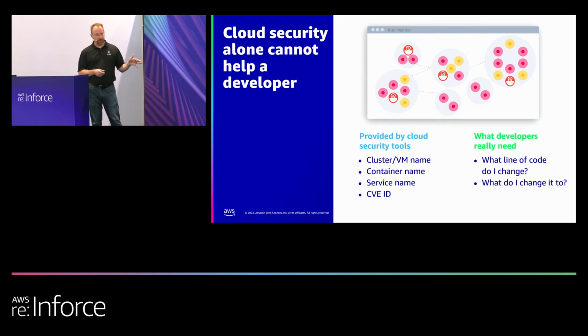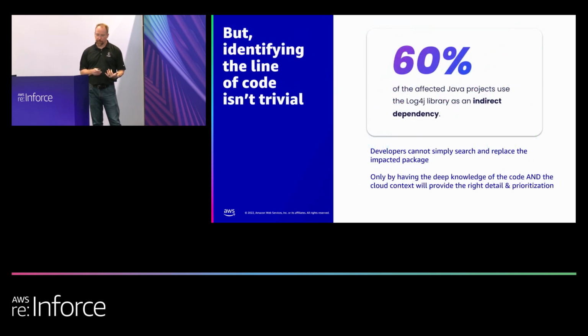But is that sufficient for a developer to actually do something about it, right? What a developer needs really is to know what line of code has to change and what it needs to change to. The CVE fixed-in version gives me what I need to change it to, but it doesn't give me the line of code as a developer, right? So I have to have that deep application intelligence. And it's not as simple as just going and looking for Log4j in my code. With Log4Shell, 60% of the cases that we saw at Snyk were indirect dependencies, right?